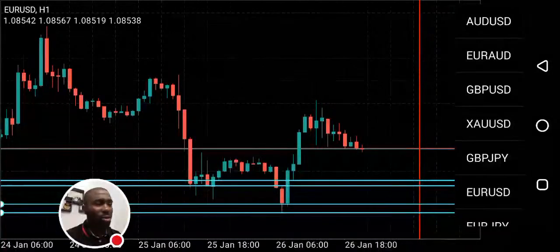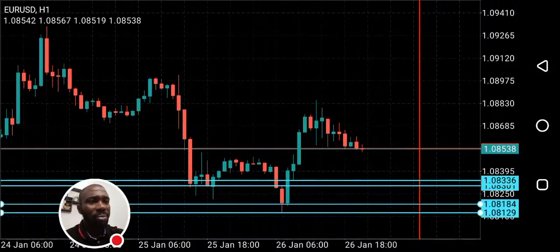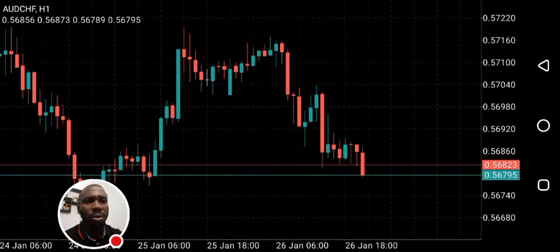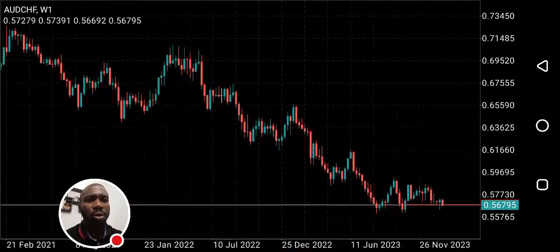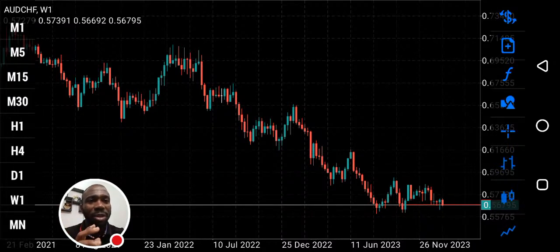Mr. Ola said we should look at Australian dollar CHF. We'll look at that in a few minutes. Okay, let's look at Australian dollar CHF. Let's start with the weekly. If you look at the weekly, you would see that the structure we have on the weekly time frame is bearish. It's obvious, right? This is a bearish structure. Australian dollar CHF is bearish on the weekly time frame.